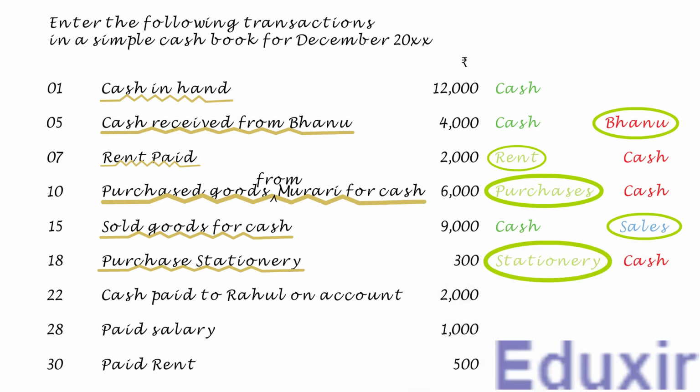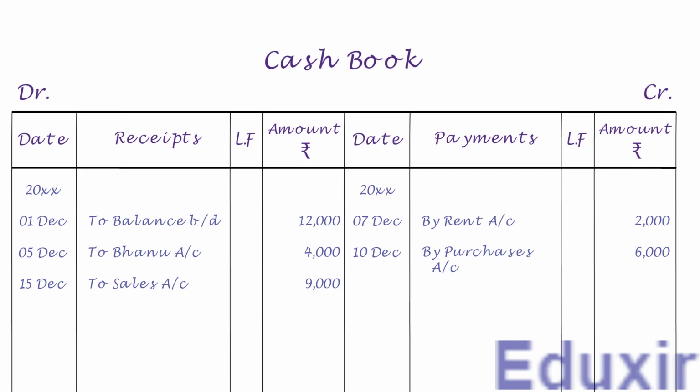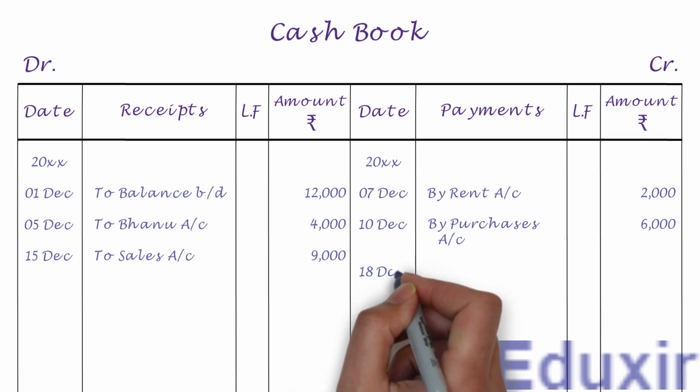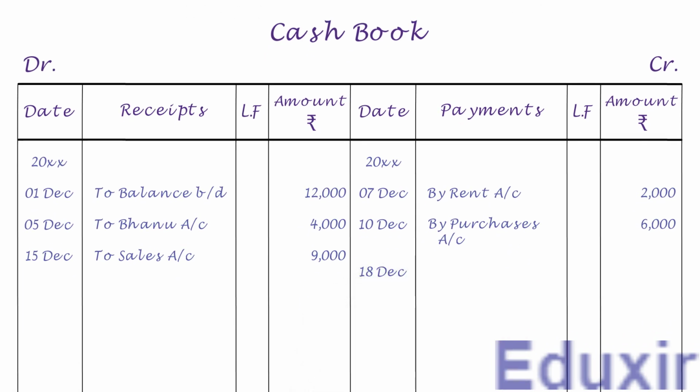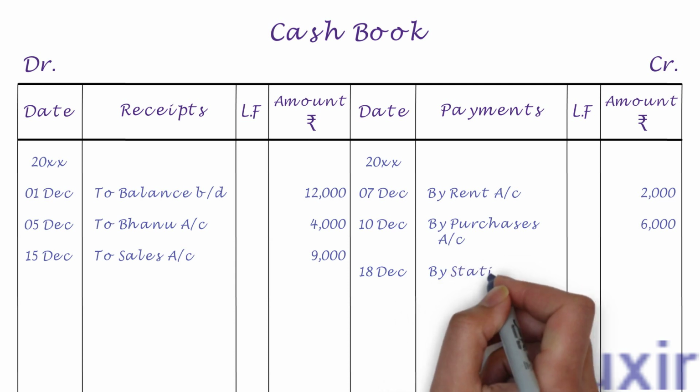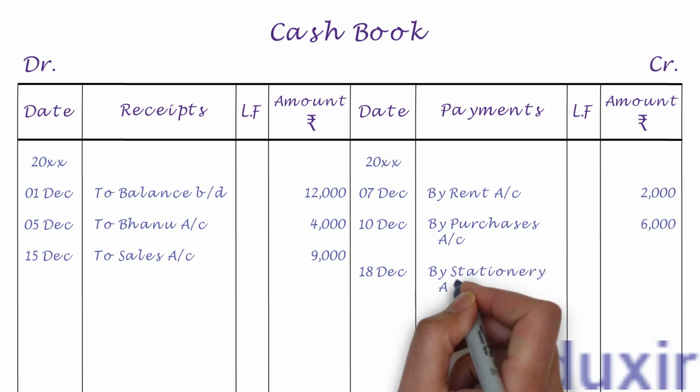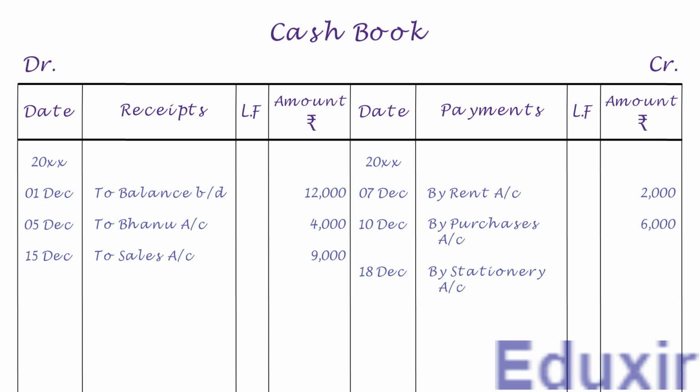With this analysis at our disposal, let us proceed with the posting of this transaction on the credit side of the cash book. Let us first record the date. Let us then record the stationery account in the payments column. Let us then record the credit amount of 300 rupees in the amount column. With that, we have completed the posting of this transaction into the cash book. Let us now take up the next transaction.